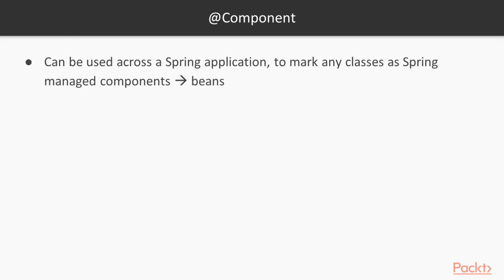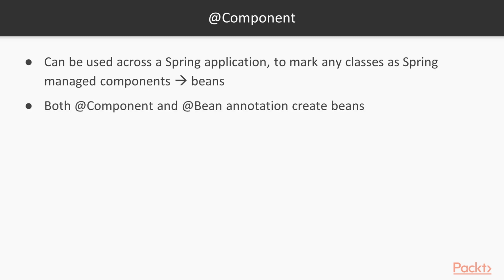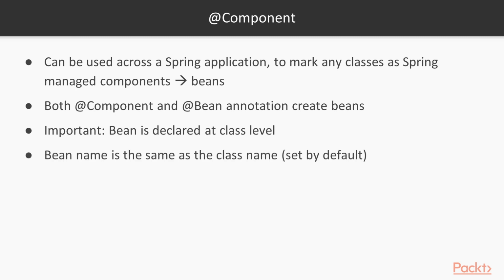Concerning the component annotation, the annotation is used in Spring to mark any classes that you desire as Spring managed components, which are beans basically. It's important to know that both the component and bean annotation create beans, but they function in a quite different way. A bean, when using the component annotation, is declared on class level. And by default, the bean name is then the same as the class name of the class that is annotated via component annotation.